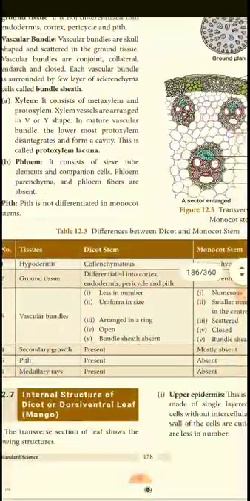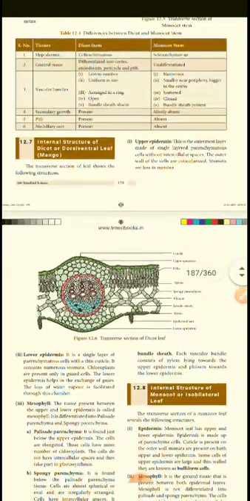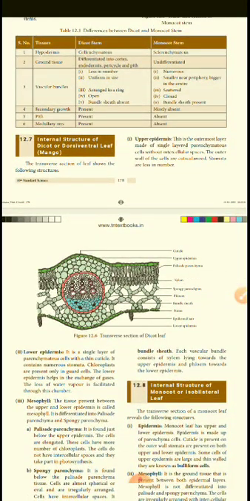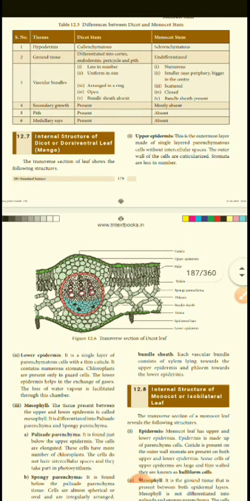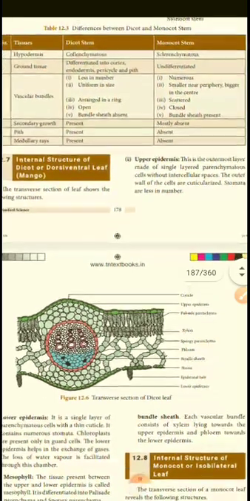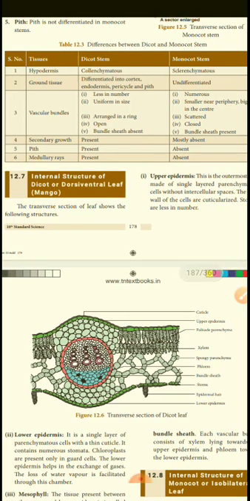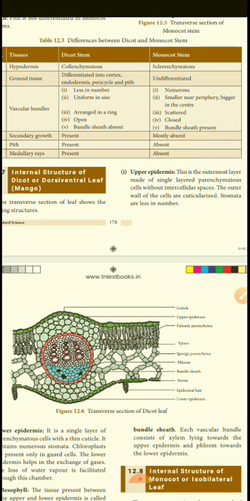Okay, next we go for the difference between dicot stem and monocot stem. So listen carefully, this is an important question. Difference between dicot and monocot stem. First we take the hypodermis. Dicot stem has collenchymatous, monocot stem has sclerenchymatous. In ground tissue, dicot stem is differentiated into cortex, endodermis, pericycle, and pith. Monocot stem is undifferentiated. Vascular bundles are few in number and uniform in size in the dicot stem, and in the monocot stem they are numerous, smaller near the periphery and bigger in the center.